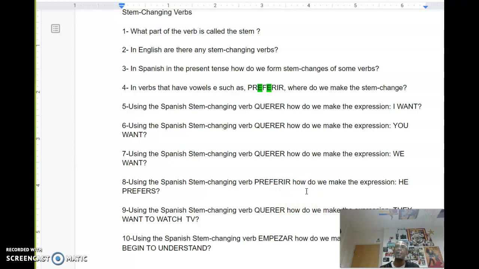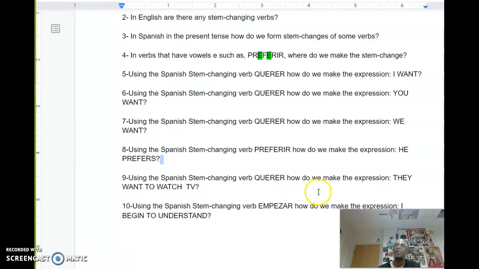Number 9, it says using the Spanish stem changing verb querer, how do we make the expression they want to watch TV? They want to watch TV. And the last one, the verb is empezar, which is to begin. It does have a stem change. How would you say then, I begin to understand?